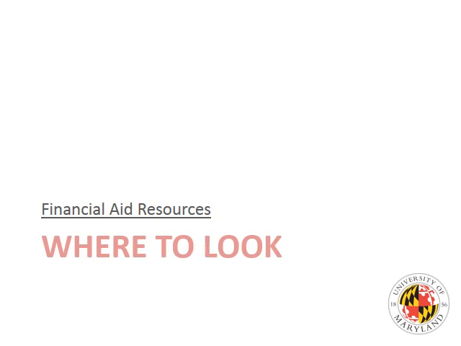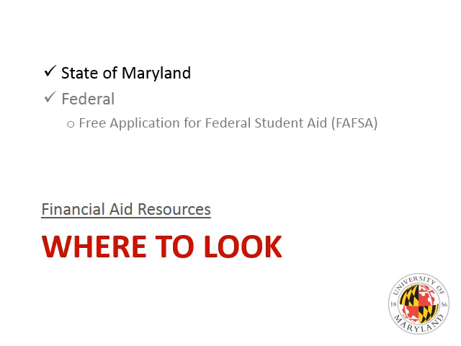Now let's look at where you can find information on financial aid resources. As I mentioned previously, financial aid is a major component of your student income. I will be discussing where to find aid resources provided by the state of Maryland, the federal government, including the Free Application for Federal Student Aid, otherwise known as FAFSA, and the University of Maryland.